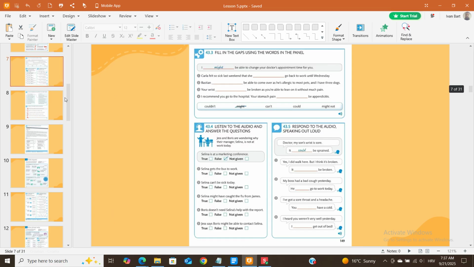148. 43.3. Fill in the gaps using the words in the panel. Might be able to change your doctor's appointment time for you. Oh, Carla felt so sick last weekend that she couldn't go back to work until Wednesday. Bastian, your wrist might not be able to come over as he's allergic to most pets, and I have 3 dogs. It can't be broken as you're able to lean on it without much pain. I recommend you go to the hospital. Your stomach pain could be appendicitis. Couldn't. Might. Can't. Could. Might not.